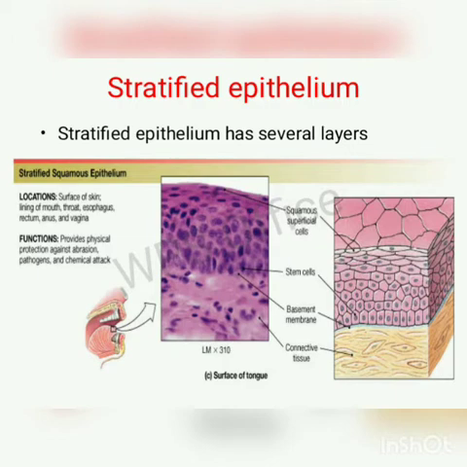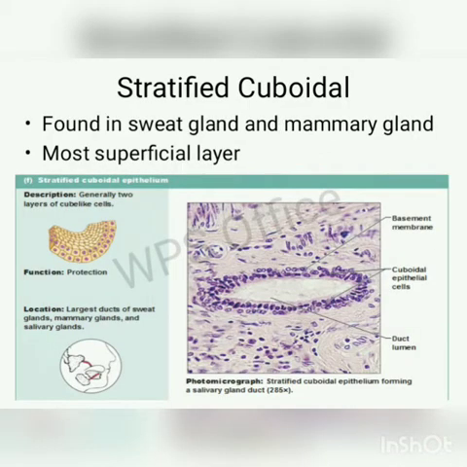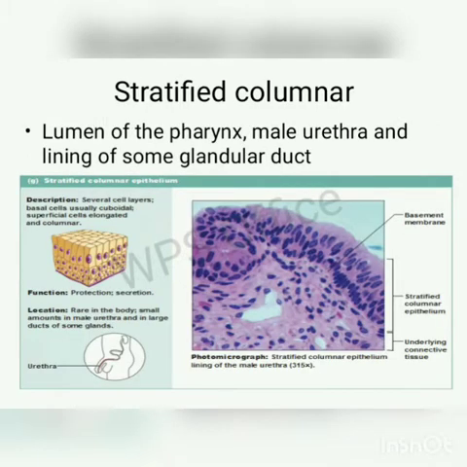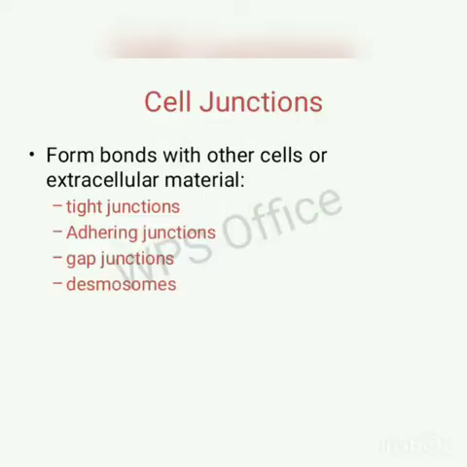Stratified epithelium has several layers of cells. Stratified squamous has keratinized and non-keratinized types. Stratified cuboidal is found in sweat and mammary glands. Stratified columnar is found in the male urethra and the lumen of the pharynx. Transitional is found in the ureter, urinary bladder and urethra.